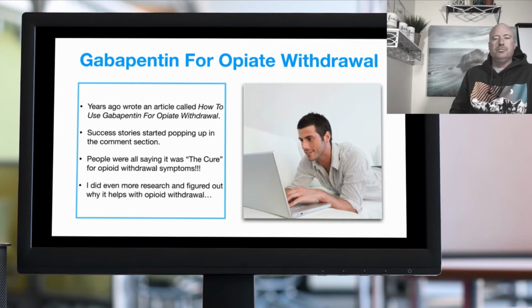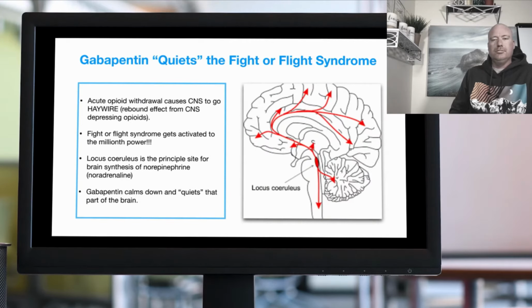So long story short, I wrote an article, put it up, and then what happened over the next couple months and now over the past couple years was so many people were commenting in, saying that they used gabapentin and it was their cure for their opioid withdrawal symptoms. You know, the first time it happened, I was really stoked. But after literally dozens of people commenting and emailing that they had used gabapentin and it took away either all or nearly all of their withdrawal symptoms, I did even more research and figured out why it helps with opioid withdrawal.